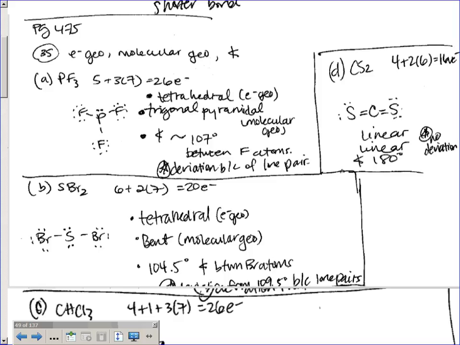So in this one, what's PF3? Name? Phosphorus trifluoride. You have a molecular geometry of what? Yeah, lone pair, 3 ligands. Trigonal pyramidal. Okay, and then it was 109.5, but now it deviates from that angle because of what? The electron lone pair, and so we can say it's 107.